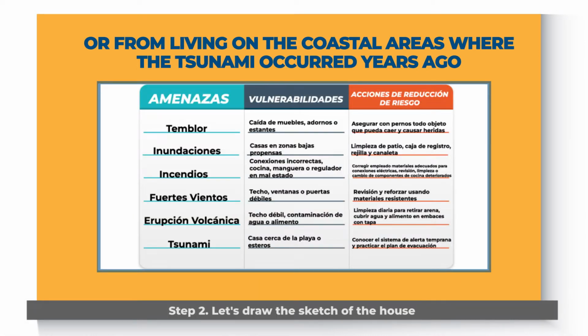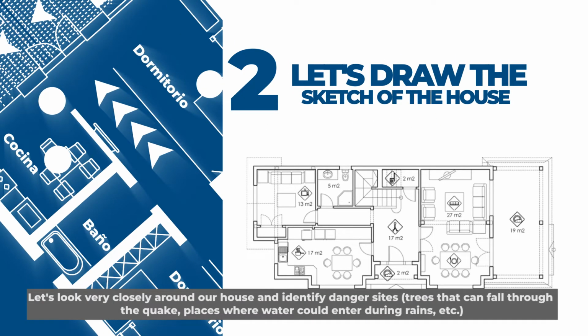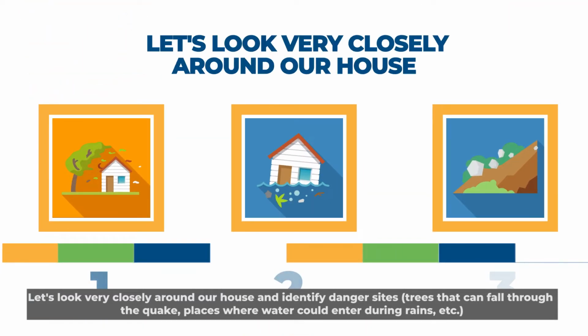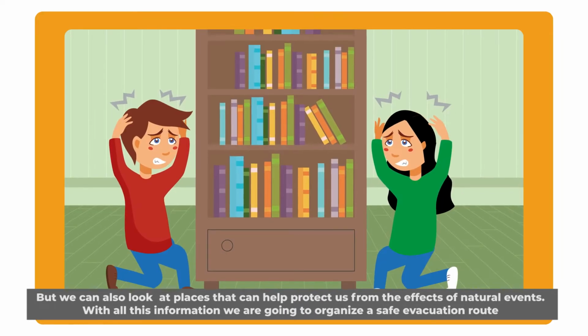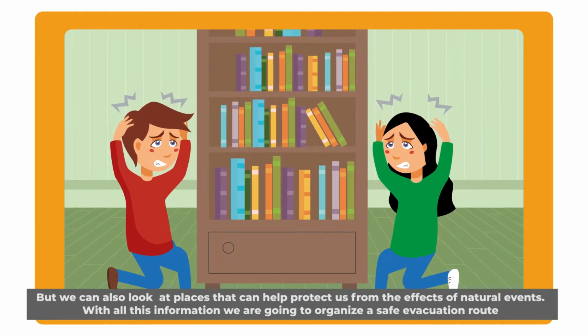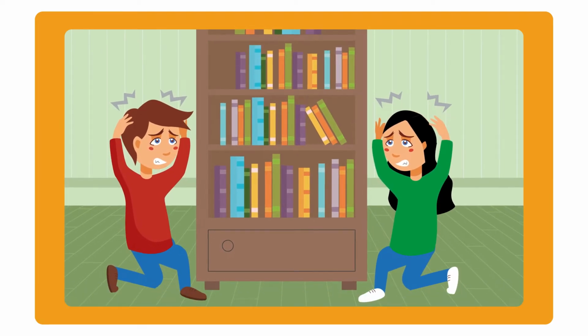Step number 2. Let's draw the sketch of the house. Let's look very closely around our house and identify danger sites: trees that can fall in a quake, places where water could enter during rain, etc. But we can also look at places that can help protect us from the effect of natural events. With all this information, we are going to organize a safe evacuation route.